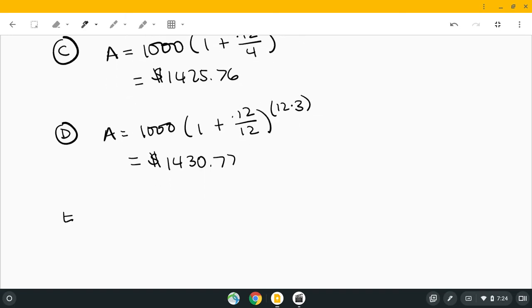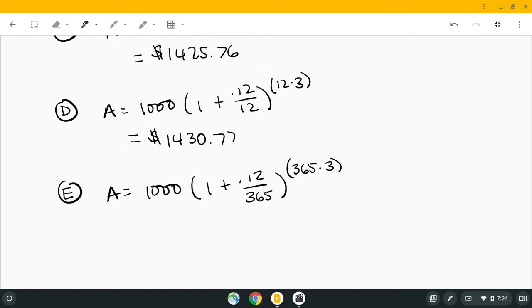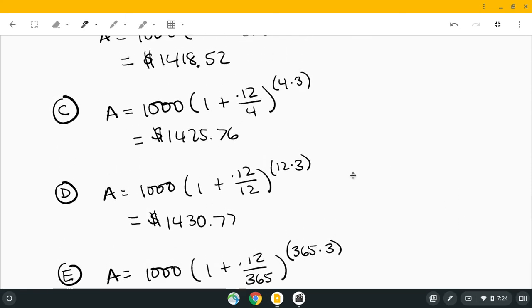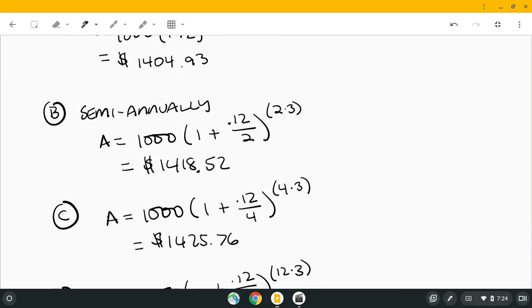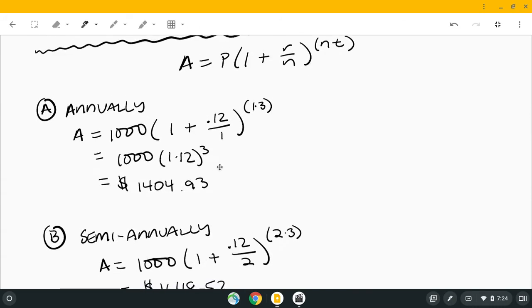And then for daily, go ahead and see if you can punch this one in and get the correct answer. Daily is 365. When you punch this in, you should get $1,433.24.